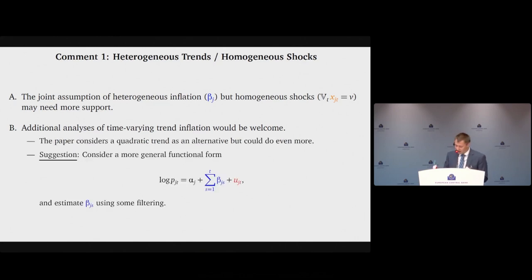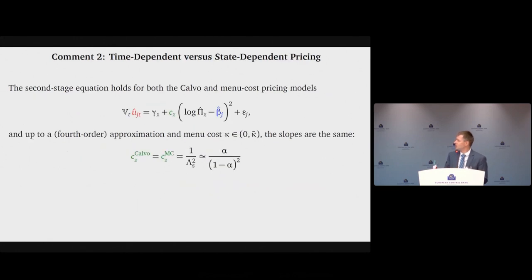A very quick comment is that there could be an additional analysis of time variant trends. This paper uses a linear trend and they use quadratic trends as a robustness check, but maybe we can use some filtering techniques to identify the trends non-parametrically.